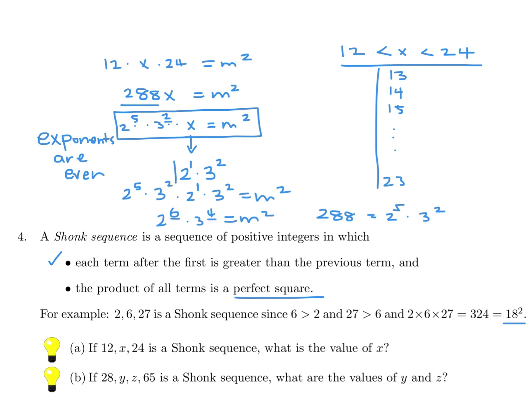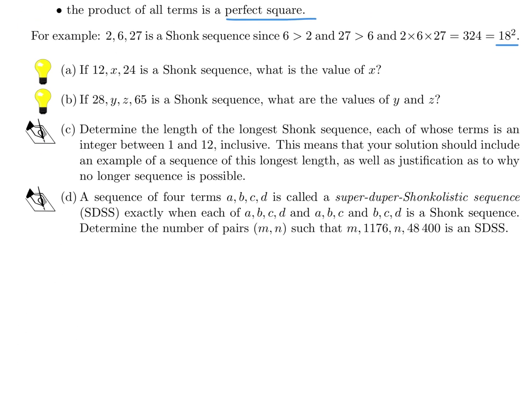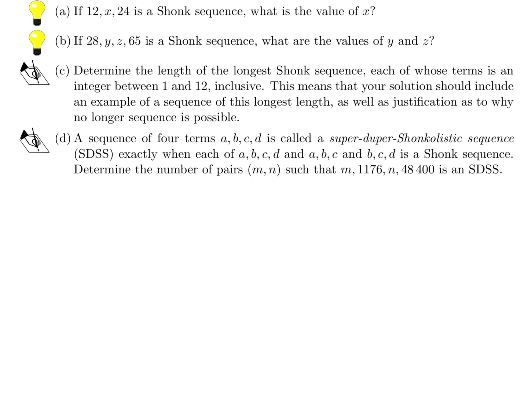Now, what I've chosen for x, let's see, what does that equal actually? 2 times 9, which is 18. And is 18 in that range? It is. So therefore, x is 18. So as you can see, a little bit of trial and error will be sufficient for these kinds of questions. Part B, if 28, y, z, and 65 is a Schonk sequence, what are the values of y and z?